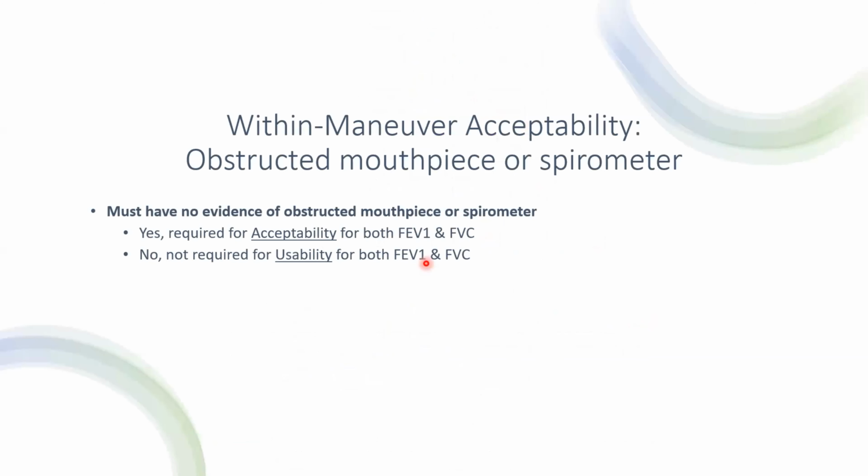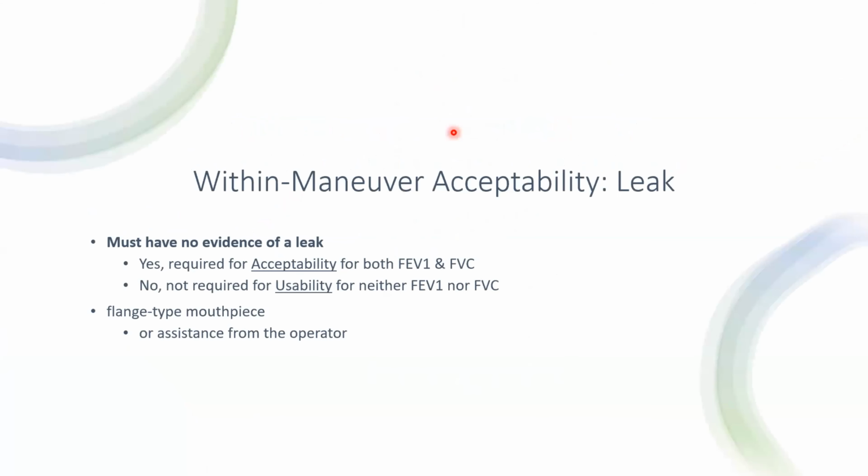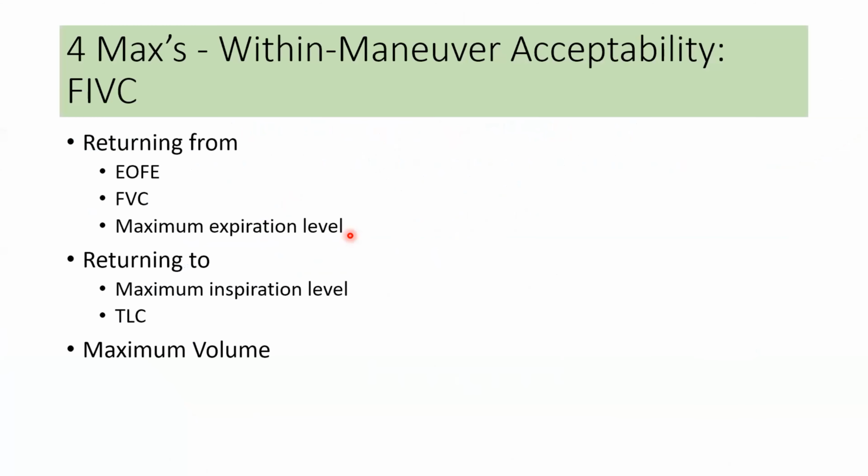All right. So within maneuver acceptability, obstructed mouthpiece or spirometer. If they are biting down on the mouthpiece, if their dentures or tongue or anything else is blocking things, then you would have an issue with the blockage of that. You would see it here most easily on your flow volume loop. Okay, that would not be acceptable, but may be usable. And of course, leaks. Okay, you don't want to have leaks.